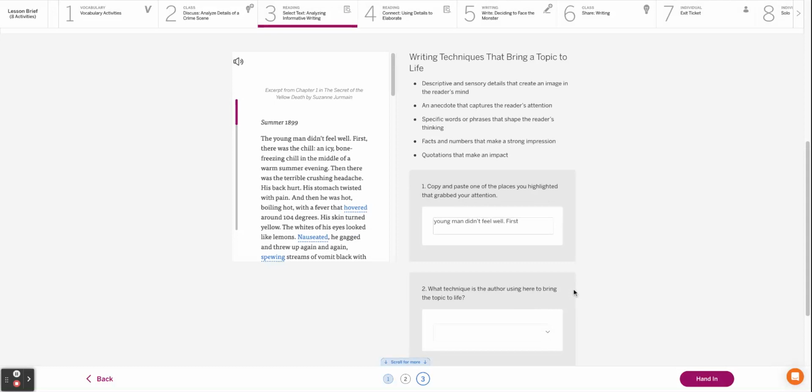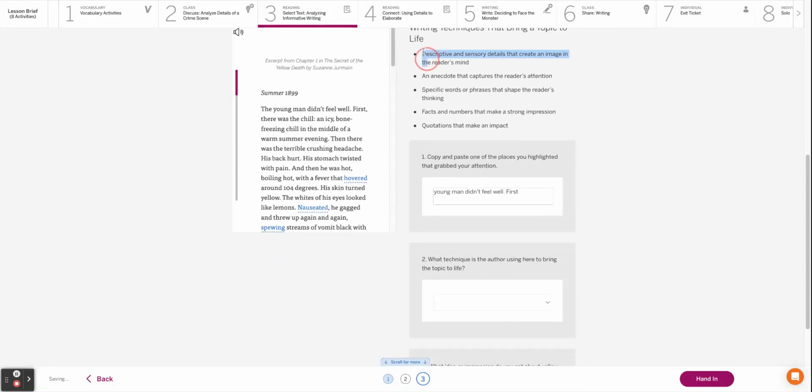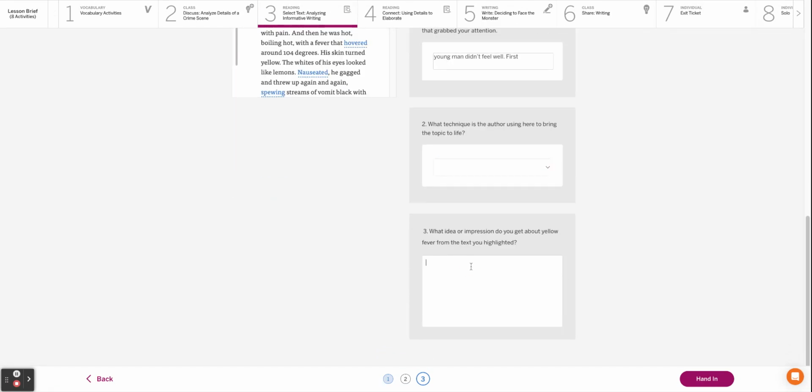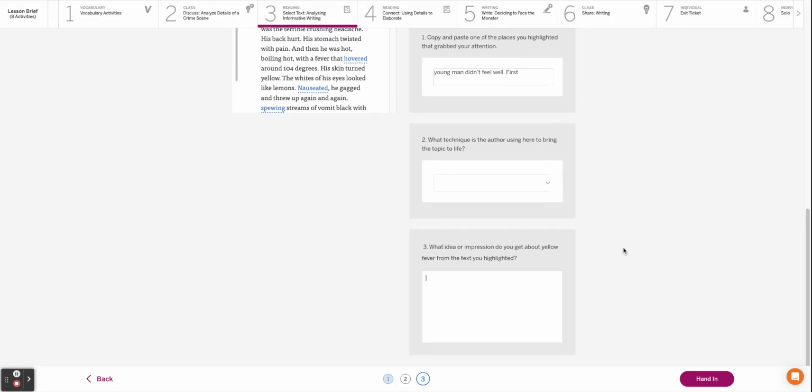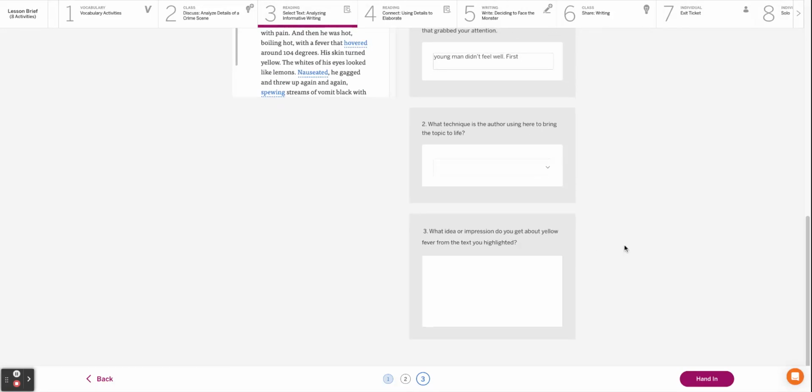And then you're going to decide what technique from these 5 up here is the author using to bring it to life, to make me see it very clearly in my head, for me to visualize it and have a good understanding of it. So which one of these 5 is my evidence? And you've got your drop-down menu right here. Anecdote is just a story. And then what idea or impression do you get about yellow fever from what you highlighted? So that's just saying, what do you understand about yellow fever based on what stood out to you that you highlighted? Use a complete sentence, please.